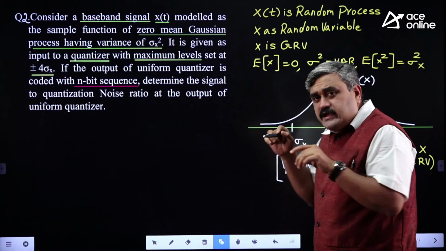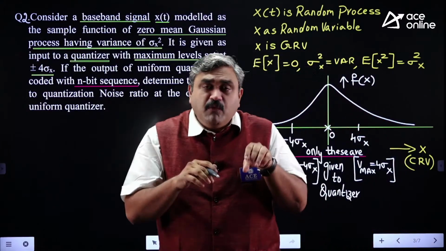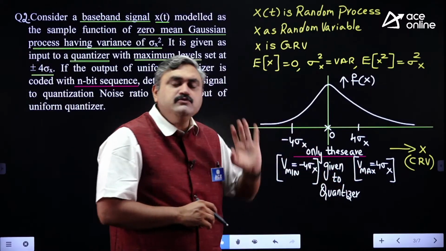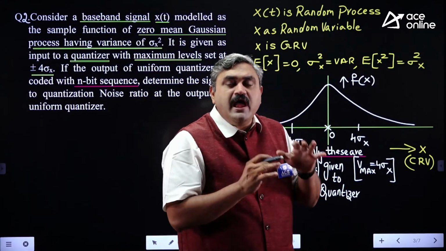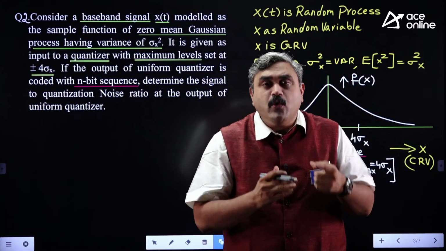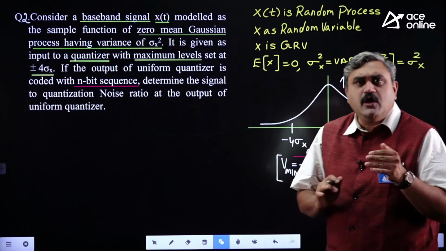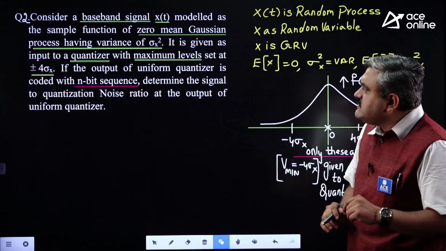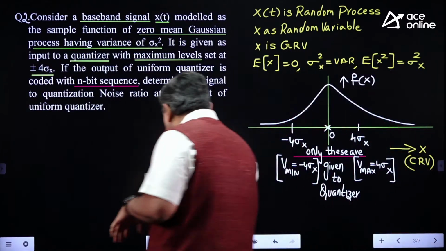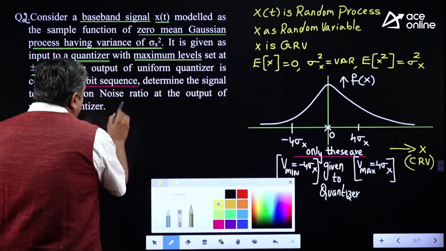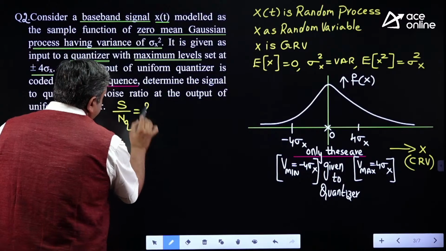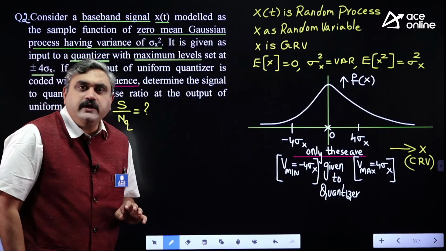That means whatever the quantizer takes, the voltage levels are between this and this with maximum and minimum values, and once these values are quantized, the output of the quantizer is encoded with an n bit sequence, a normal n bit PCM system. Determine the signal to quantization noise ratio at the output of the quantizer. So basically he is asking what is the value of the signal to quantization noise ratio. Finish, that's all, that is the question. Do you get my point or not?